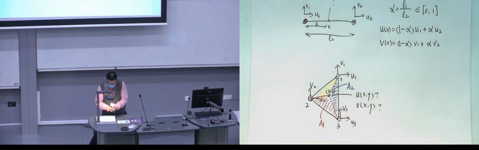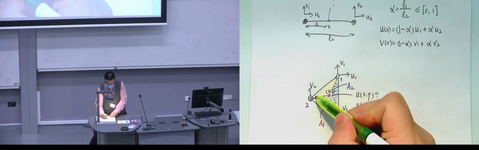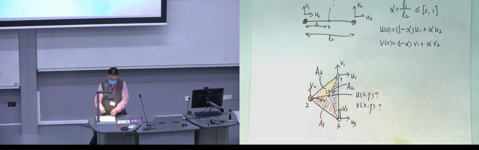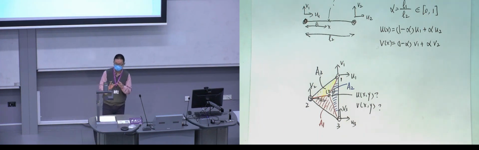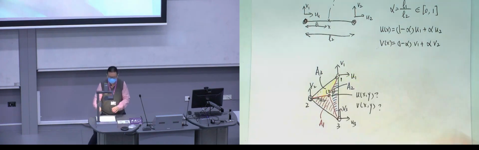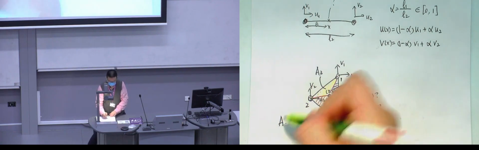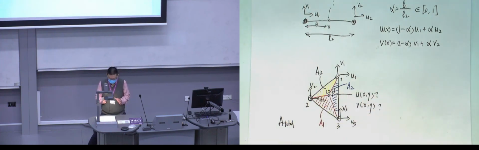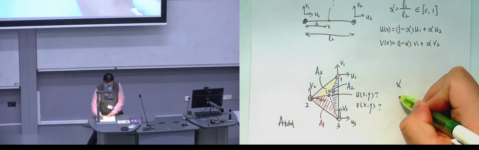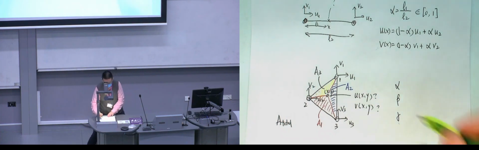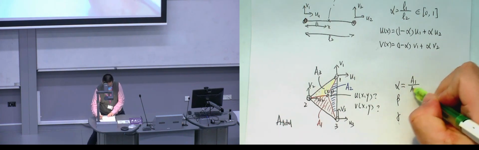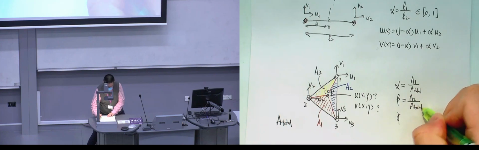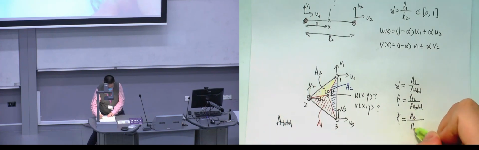This color is not good. So we have the third region, which is next to the opposite edge of node 3. We call it A3, so basically we have three areas, right? Now if we have the total area of the original triangle as A total, here come some very interesting numbers, alpha, beta, gamma. Alpha is equal to A1 over A total, beta equal to A2 over A total, gamma equal to A3 over A total.